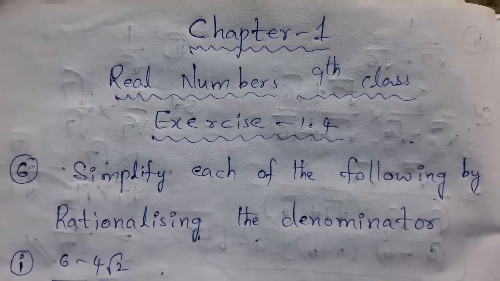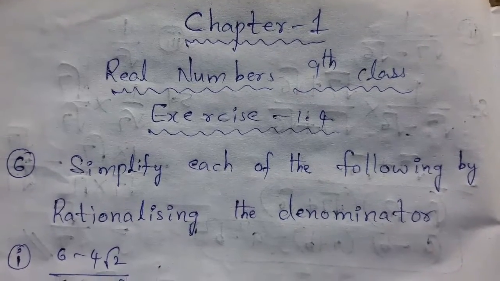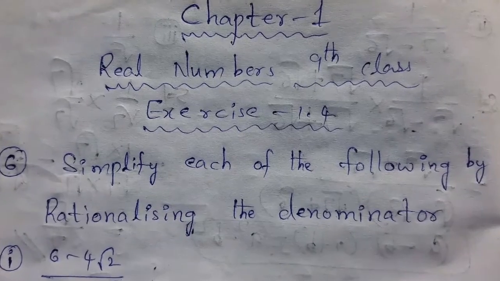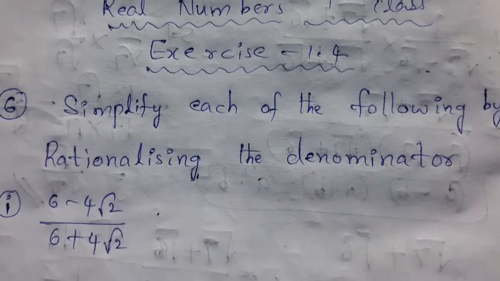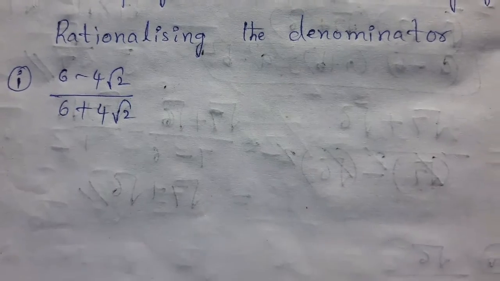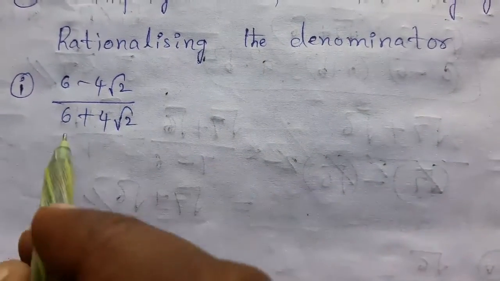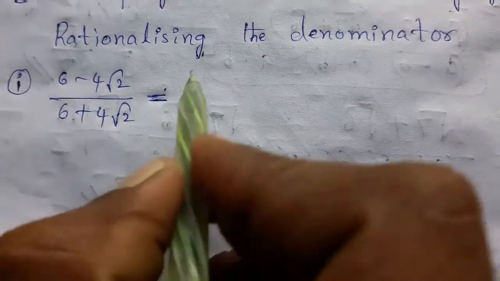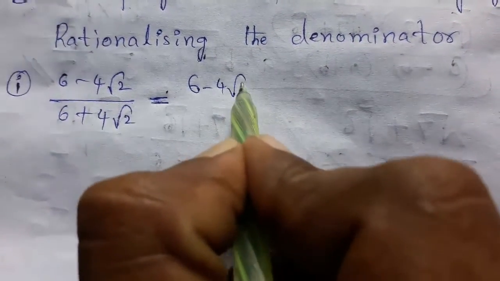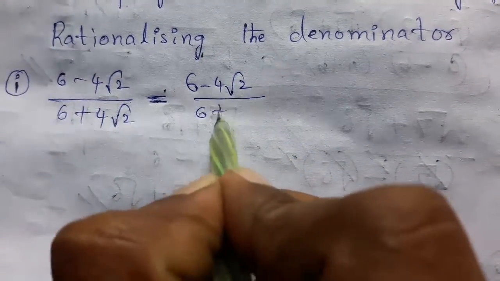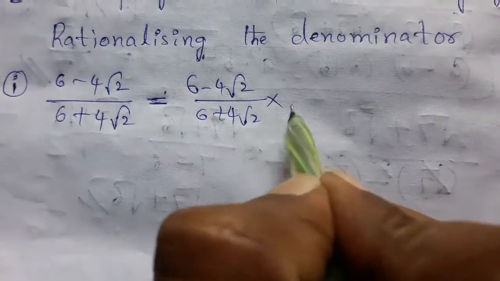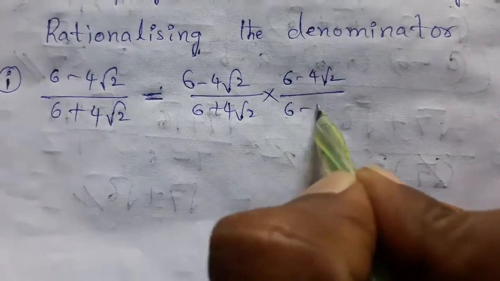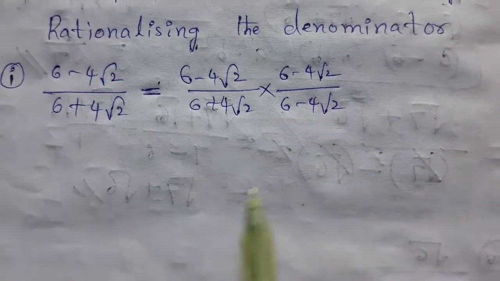Chapter 1, Real Numbers, 9th Class, Exercise 1.4, sixth one. Simplify each of the following by rationalizing the denominator. In that first, this is given: (6 minus 4 root 2) by (6 plus 4 root 2). Now rationalize with (6 minus 4 root 2) by (6 minus 4 root 2).